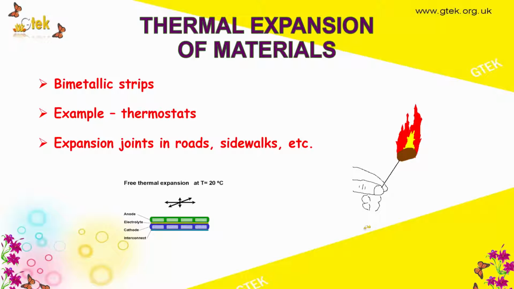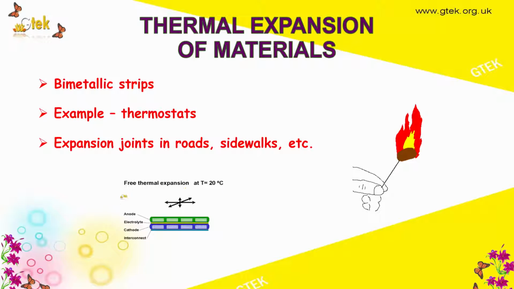Some examples are bimetallic strips, thermostats, and expansion joints in roads, sidewalks, etc. Sometimes you can see the road expanding at the joints. This is all because of heat, that is, the thermal expansion of materials.